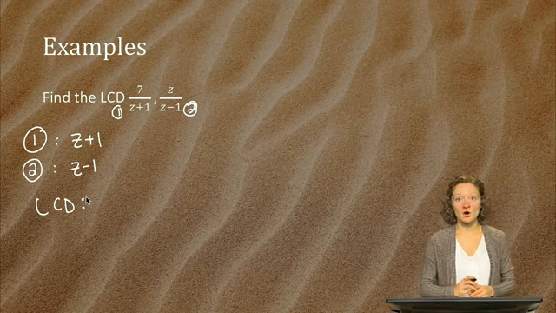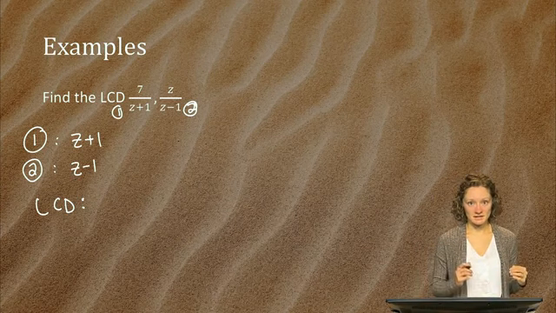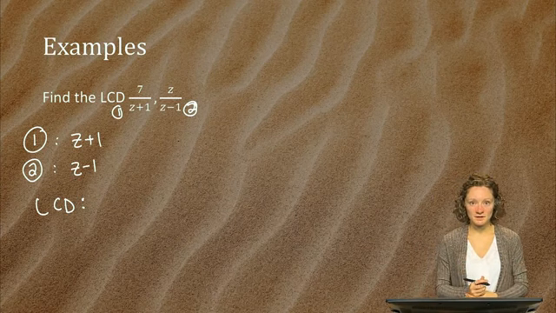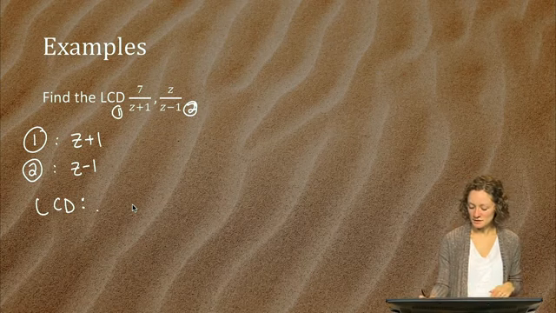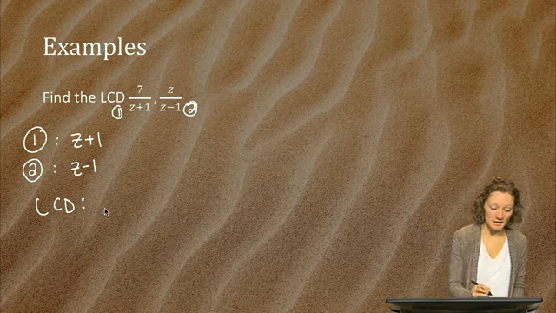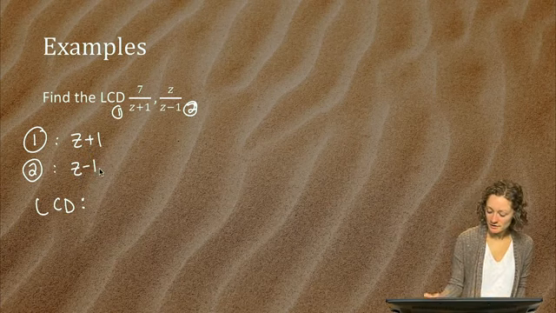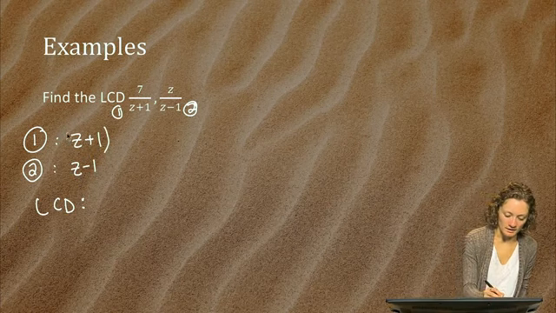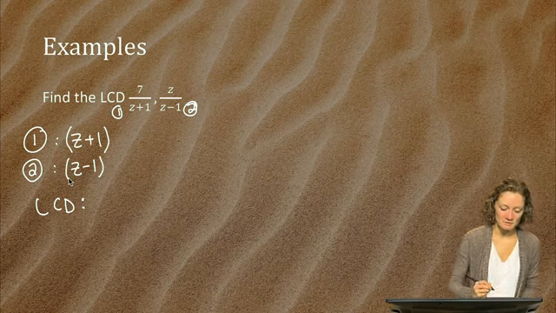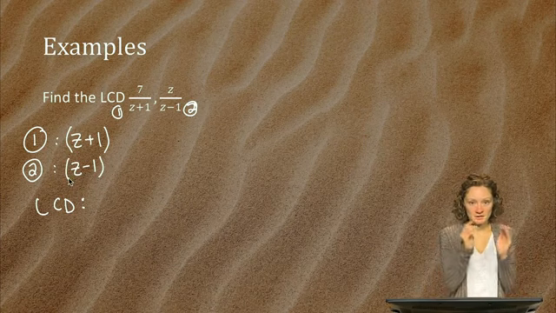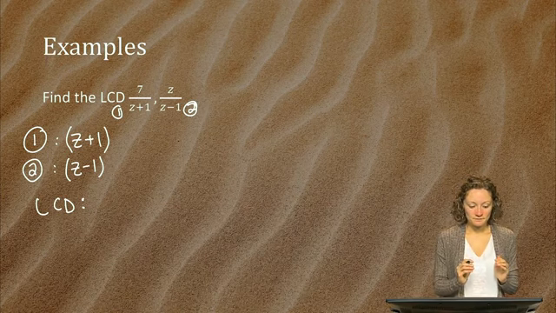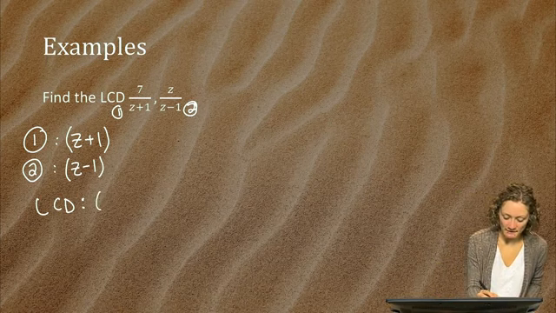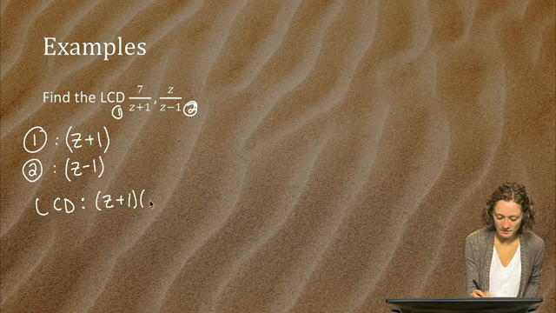This is where you look at all the unique factors that exist in each denominator. It's tempting to say, hey, well, they each have a z, so z, and then there's a plus 1 and a minus 1, so multiply all those things together. But these aren't being multiplied. They are, in and of themselves, their own factor. So you can think of them as having parentheses. Z plus 1, package deal. Z minus 1, package deal. They each are unique factors, so they each have to be in the least common denominator.